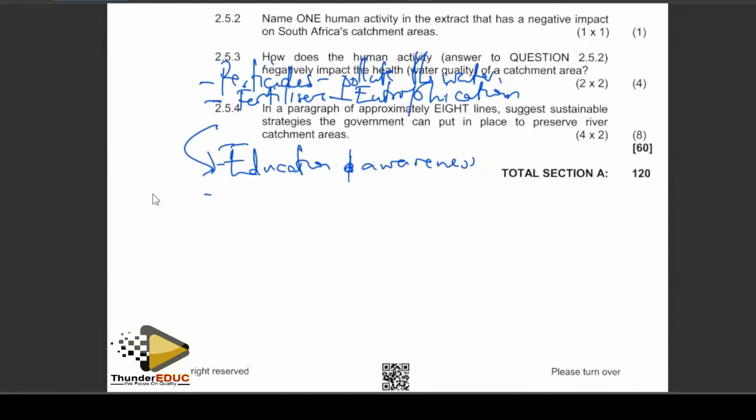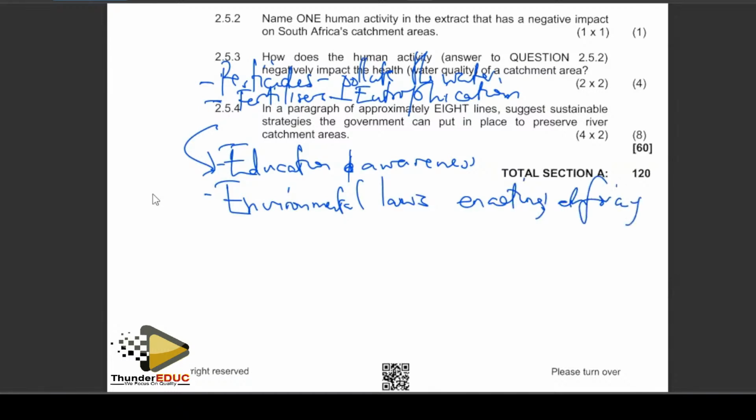And also we can talk of environmental laws. Enacting the laws and enforcing them. This is two-dimensional. We put laws into play and we enforce them. Environmental laws, like for example, fining people who are seen damaging the catchment areas, or people who are seen polluting the rivers, or imposing penalties. Those are environmental laws that we can put in place.